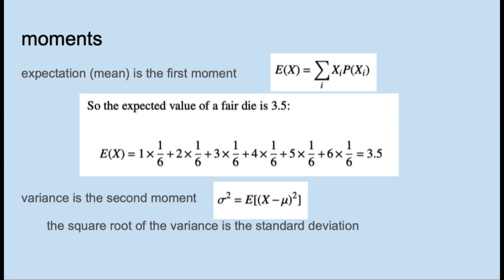Two important values, sometimes called moments, are the mean and the variance. The expectation or mean is the first moment. For example, the expected value of a fair die is 3.5. The variance is the second moment. It's the difference between the variable and its mean squared. If we take the square root of the variance, it's the standard deviation. Next, we look at distributions using R.